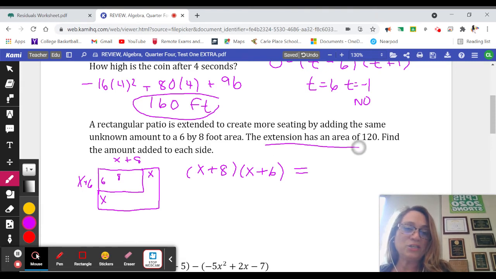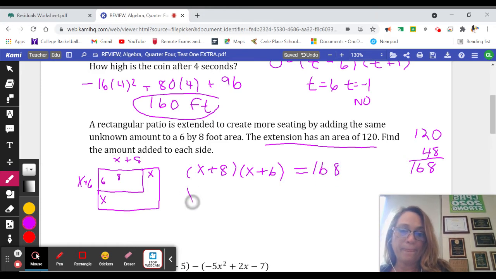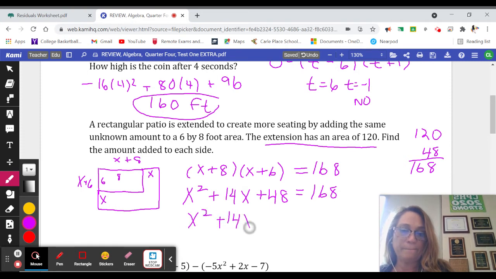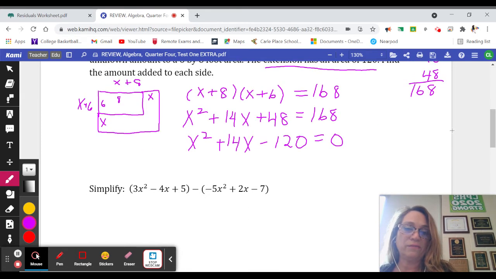Now, the extension has an area of 120. The original was 6 by 8, which is 48. So this is a grand total of 168. All right, so x squared plus 14x plus 48 equals 168. Set it equal to 0. And now factor to solve. Okay. So 120.